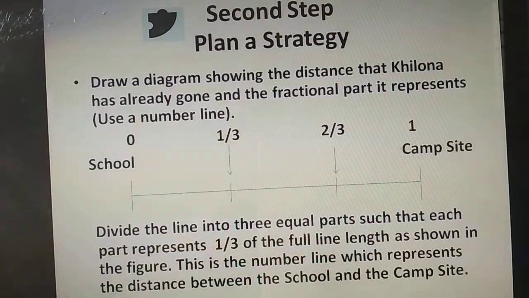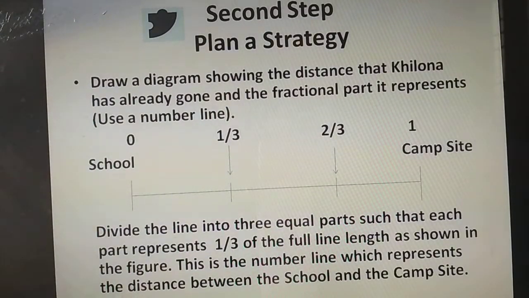Now the second step, we have to plan a strategy for this. In problem solving, first of all, we must find out what we know from this problem. That is the first step. The second step is to plan a strategy. First, we have to draw a diagram showing the distance that Kilona has already gone and the fractional part it represents. It represents 2/3 of the total distance.